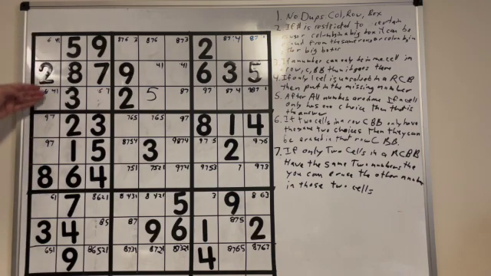This is 3 cells, 3 options. We have 2 6s at least. We have at least 2 4s. We have at least 2 1s. This is 3 cells, 3 options. Therefore, we can erase 641 from all the other cells here.